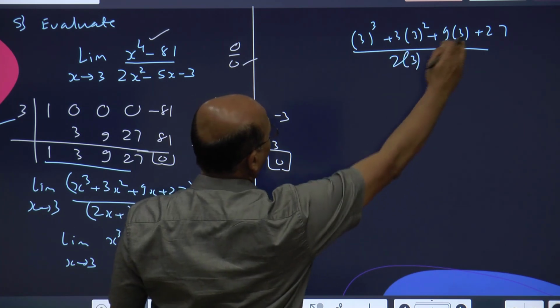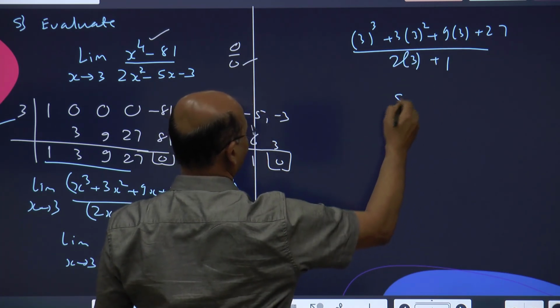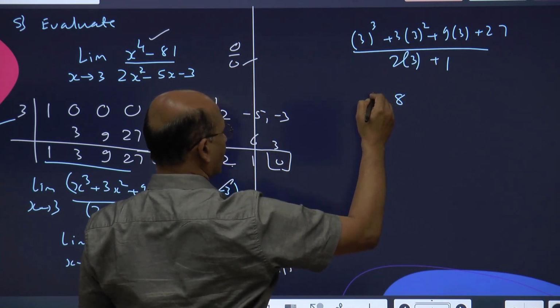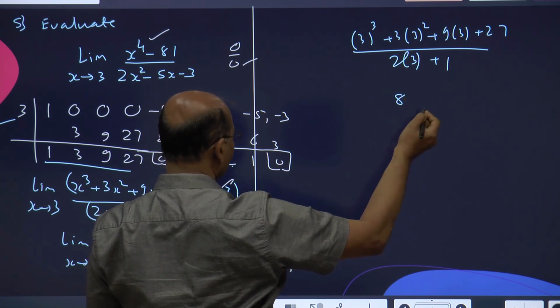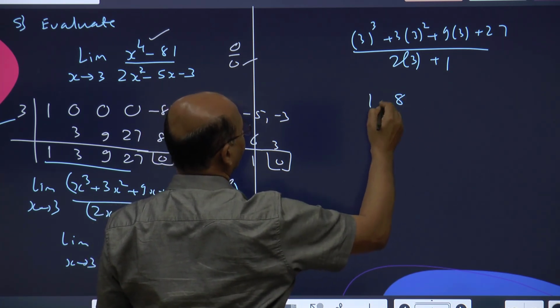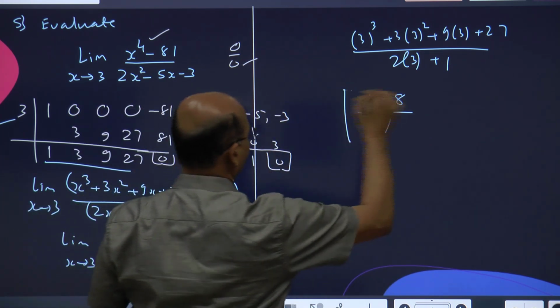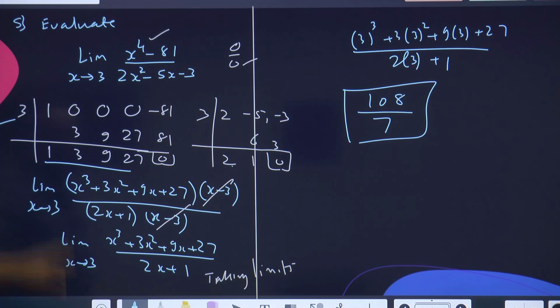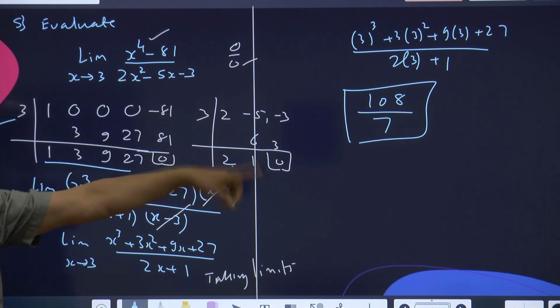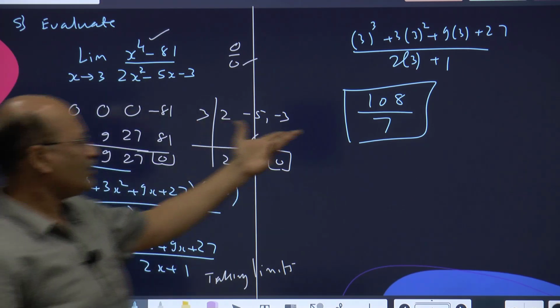27, 27, 27, 27. 4 7s are 28. 4 2s are 8. 108 upon 7. So this is my answer. So the limit of this is 108 upon 7. So it's a fraction, not a whole number.